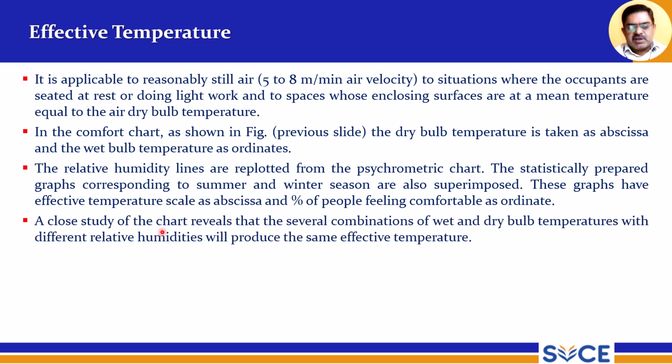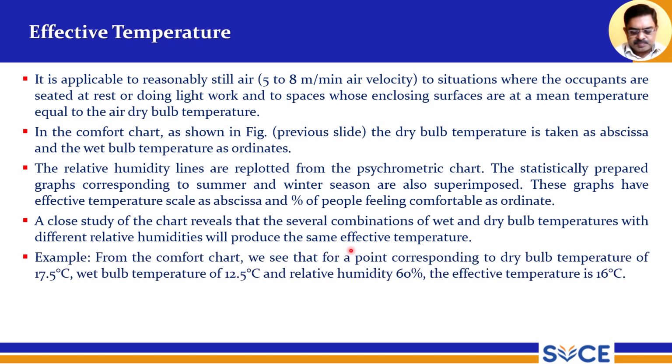A close study of the chart reveals that several combinations of wet and dry bulb temperatures with different relative humidities will produce the same effective temperature. For example, from the comfort chart we see that for a point corresponding to a dry bulb temperature of 17.5 degrees Celsius, wet bulb temperature of 12.5 degrees Celsius, and relative humidity 60%, the effective temperature is 16 degrees Celsius.